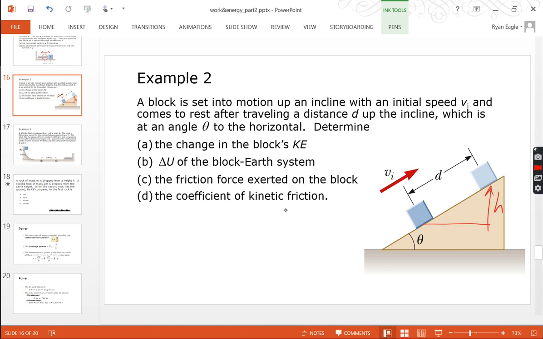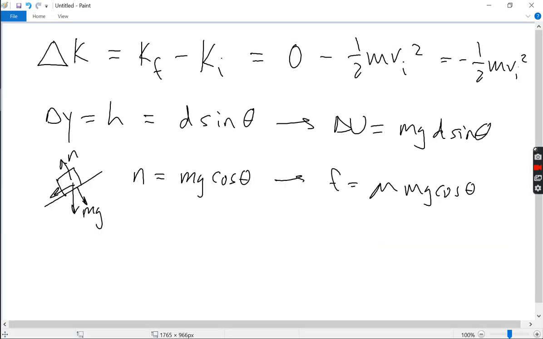Now, to determine this coefficient of kinetic friction for part D, we need to use the work done by friction, which is the force of friction multiplied by the distance it travels. So that's mu mg d cosine theta.